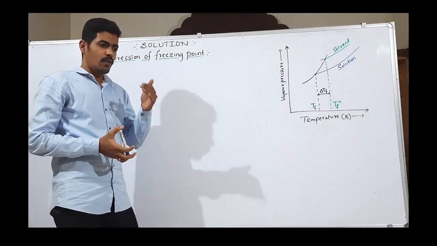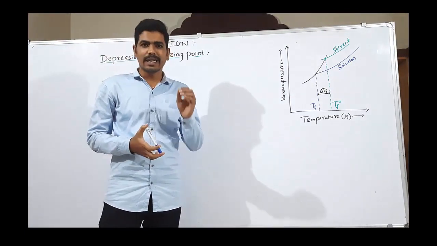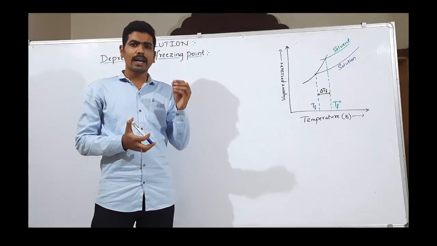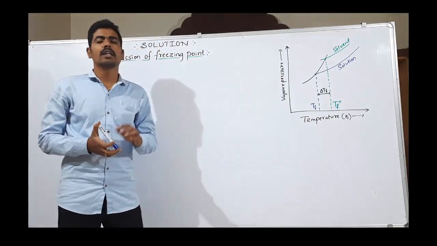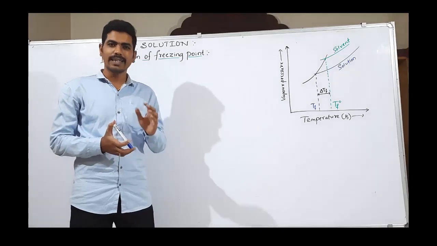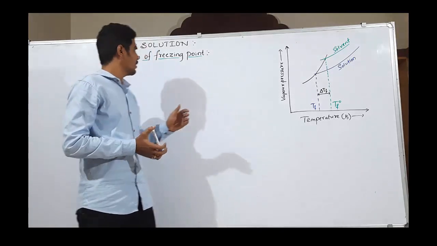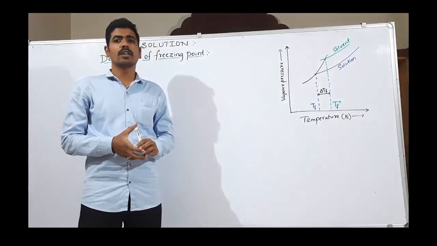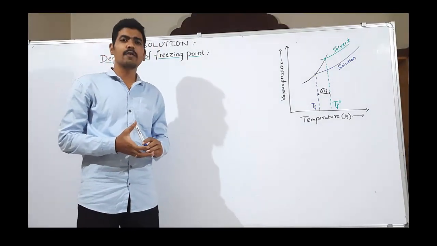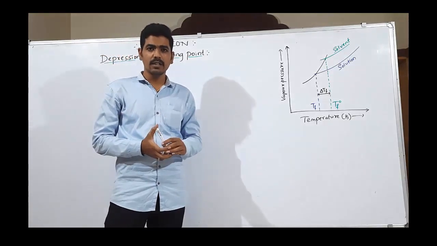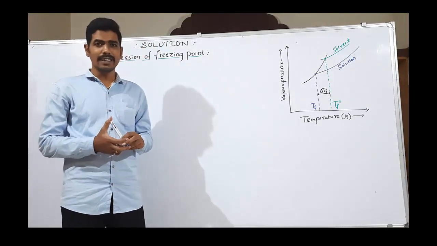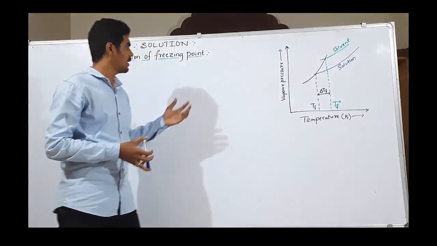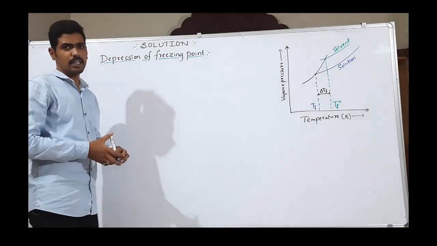Okay, so one colligative property is relative lowering of vapor pressure. That shows upon addition of non-volatile solute, the vapor pressure of the solution decreases. And another one is, upon addition of non-volatile solute, due to the decrease in the vapor pressure of the solvent, the boiling point of the solution increases, and that is known as elevation of boiling point. And the next one is depression of freezing point.